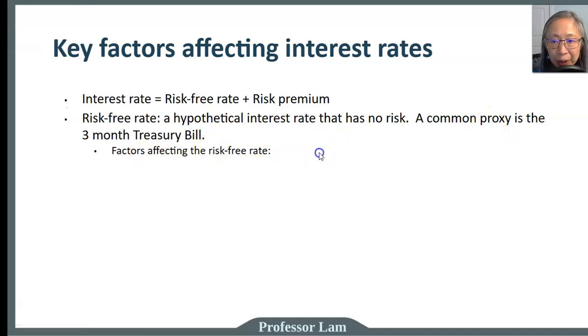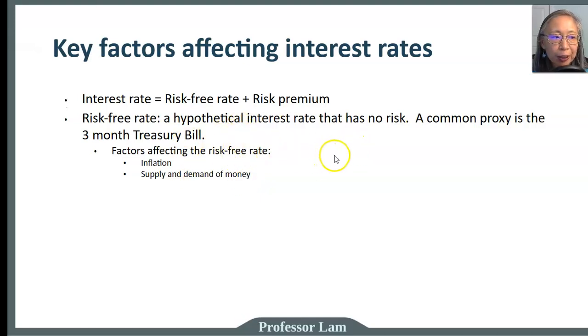Factors that affect this rate include inflation, supply and demand of money, the action by the Federal Reserve, and also economic condition. So when the economy is growing strong, there will be high demand for money and interest rate will be higher. And if inflation is high, that will also increase interest rate. So in a low inflation, low demand for money, slow growth, you'll have a lower interest rate. In a strong economy with inflation, you'll have a higher interest rate.